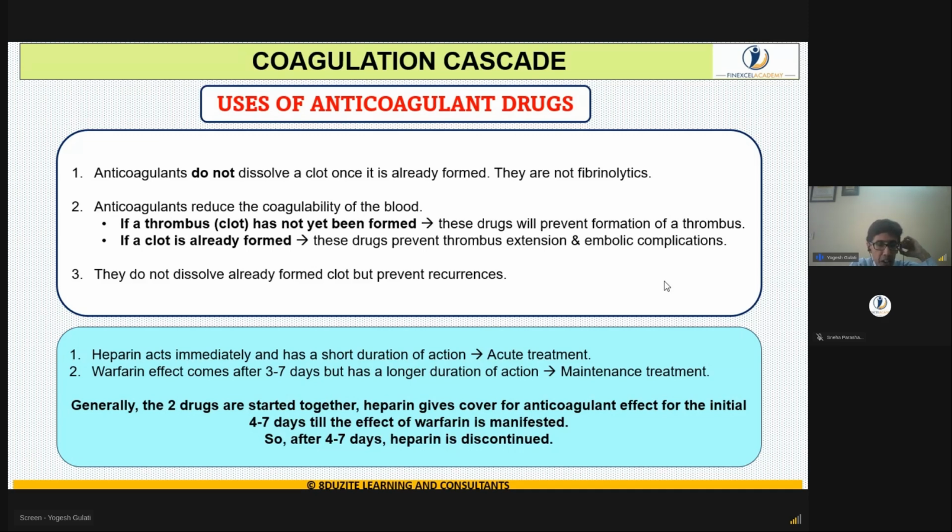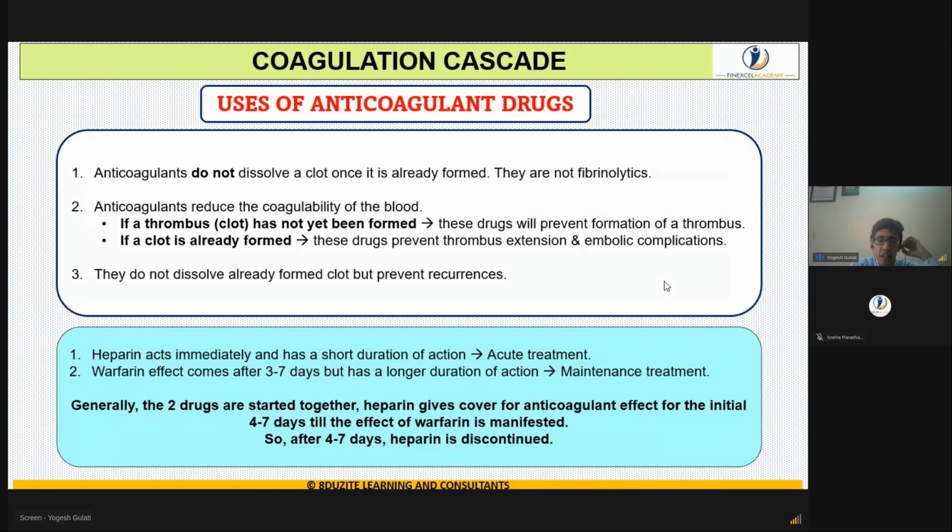So as we talked in the previous slide, generally the two drugs are started together. Heparin gives cover for anticoagulant effect for the initial 4 to 7 days till the effect of warfarin is manifested. And once the effect of warfarin starts coming over, heparin is gradually stopped.